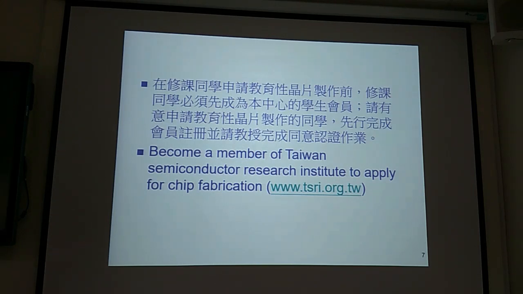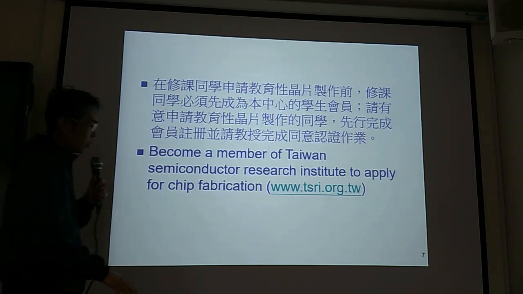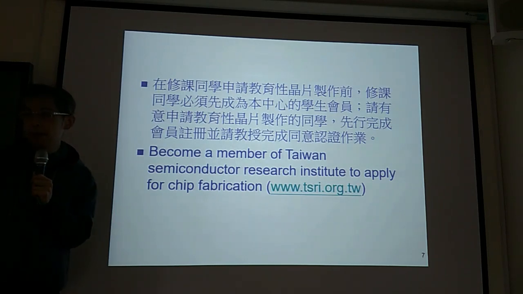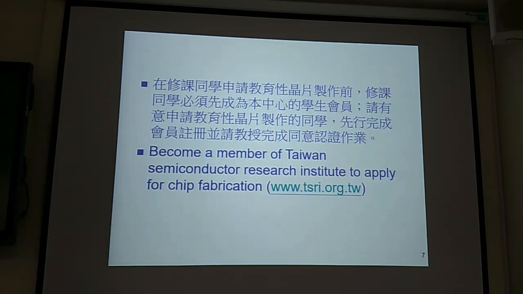If you take this class, you need to become a student member of TSRI. And if you need to do the chip design, then you need to register anyway. So go to this website and register as a TSRI member. If you are not a member yet, are you a member? Not yet. But it is optional to register. It's optional, it's not required. So you should register, okay? So Marcy, have you registered? Okay, we can do that later.